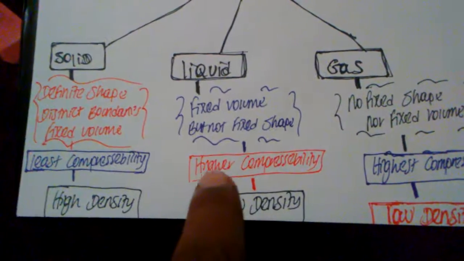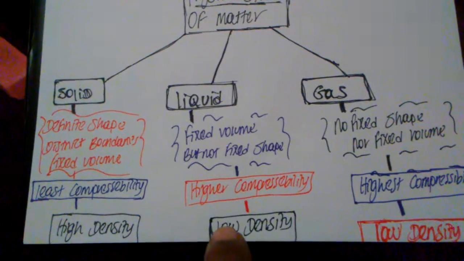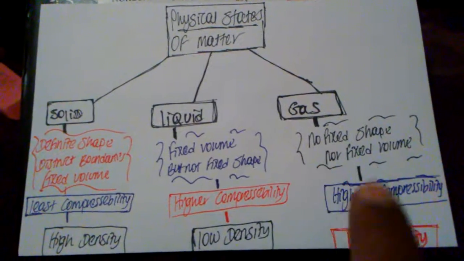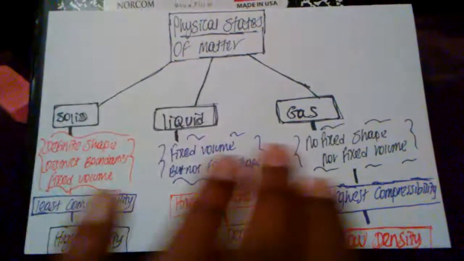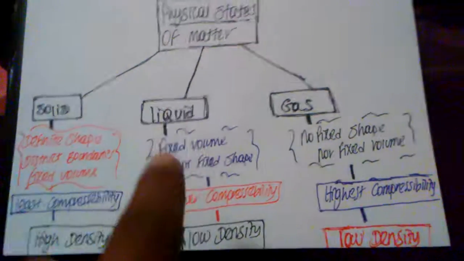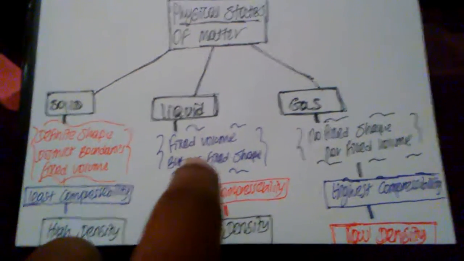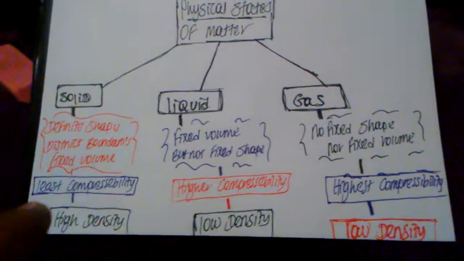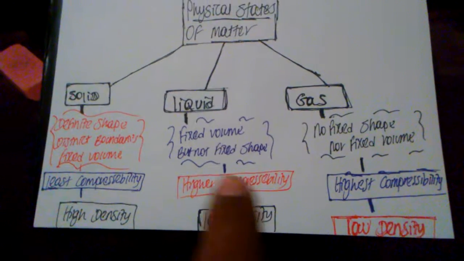Liquid has a higher compressibility and a low density, while solid has a high density. Gas has neither a fixed shape nor a fixed volume, which makes it different from both solids and liquids. It's partly the same as liquid because it doesn't have a fixed shape. It has the highest compressibility and a low density, like the liquid.